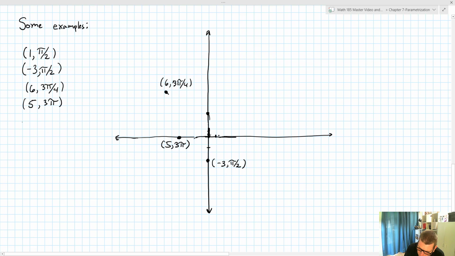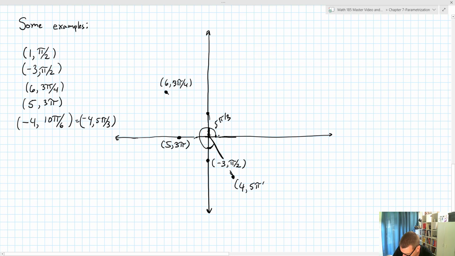What about, say for example, -4 comma 10 pi over 6? So we've got 10 pi over 6, or what is that, 5 pi over 3? So -4 comma 5 pi over 3. I'm going to go 5 pi over 3, and that is just a little bit more. It's right about here. That's 5 pi over 3, right? Okay, there's that angle for 5 pi over 3. And then I'm going to go down 4.